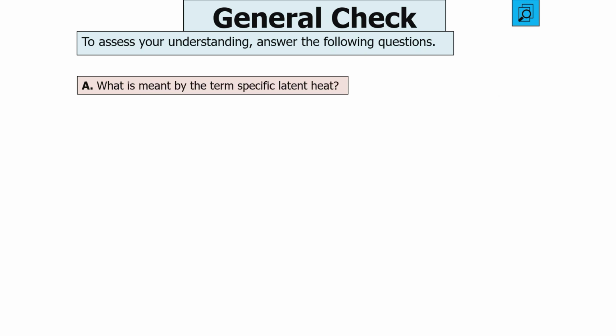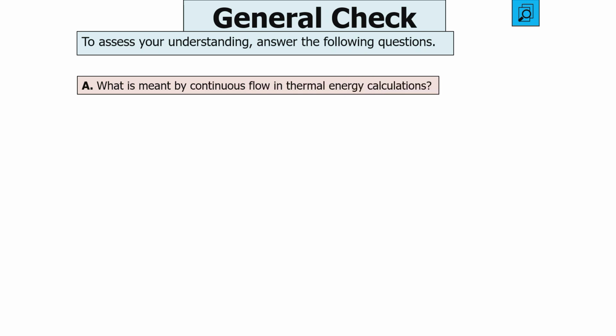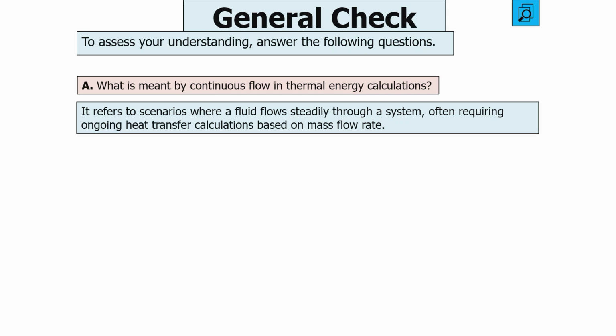What is meant by the term specific latent heat? It is the amount of energy required to change the state of 1 kilogram of a substance without a change in temperature. What is meant by continuous flow in thermal energy calculations? It often refers to scenarios where a fluid flows steadily through a system, often requiring ongoing heat transfer calculations based on the mass flow rate present.